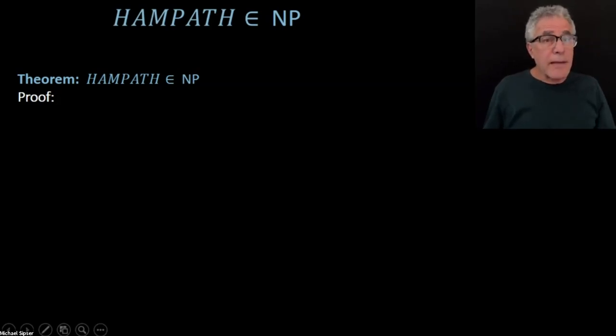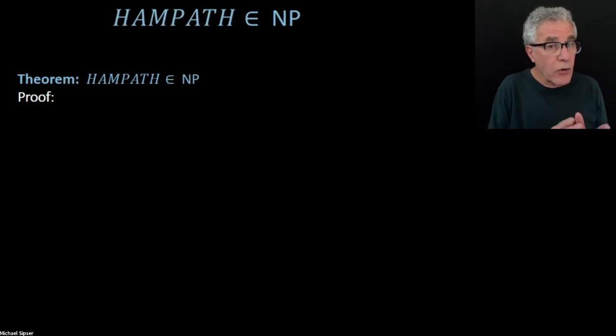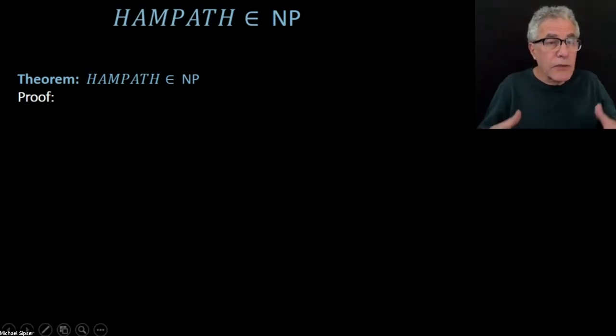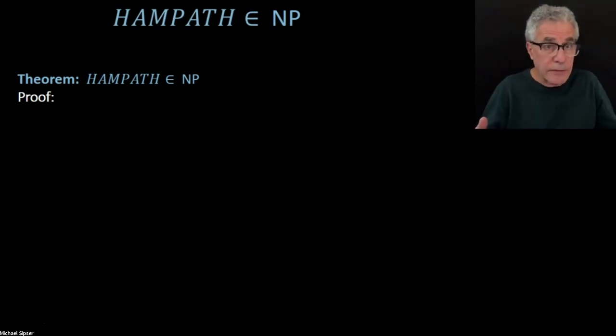So let's look at the Ham path problem. What I'm going to show is that the Hamiltonian path problem is in NP. And I'm going to walk you through this one kind of slowly. So the Hamiltonian path problem, remember, we don't know if it's in P, but it is in NP. You can solve Hamiltonian path in polynomial time if you're a non-deterministic machine. Why is that? Well, it's because of the parallelism of non-determinism, which allows you to check all of the paths on different branches.